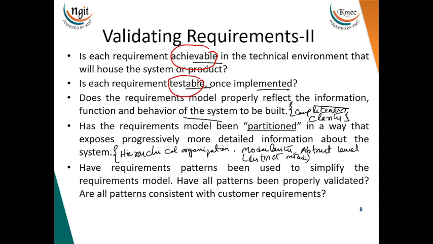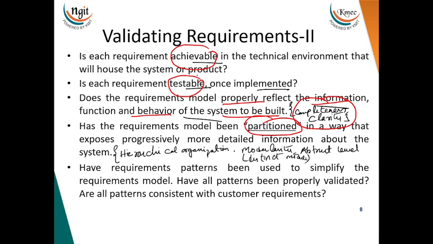Does the requirement properly reflect all the information and behavior? A complete, clear picture should be given to us, because the requirement model should properly reflect the information, function, and behavior of the system that is meant. That is, complete information should be given. And requirements should be partitioned, meaning they give us the hierarchy of the organization, modularity, and abstraction levels. Which requirement has a hierarchy, which goes to modularity, what is the abstraction level of that requirement has to be given.